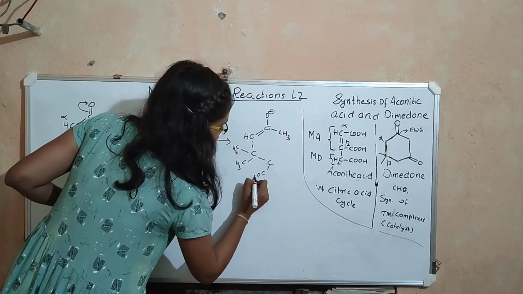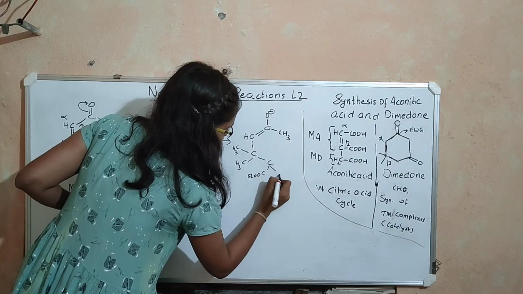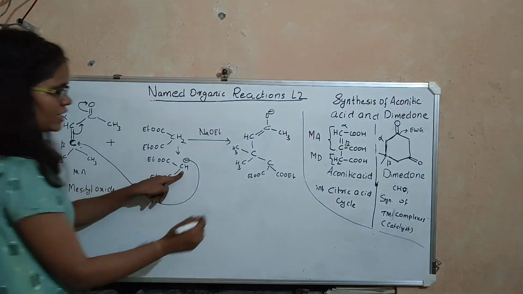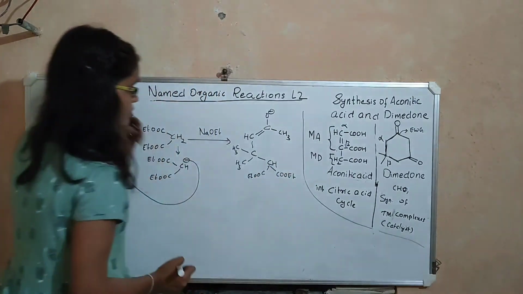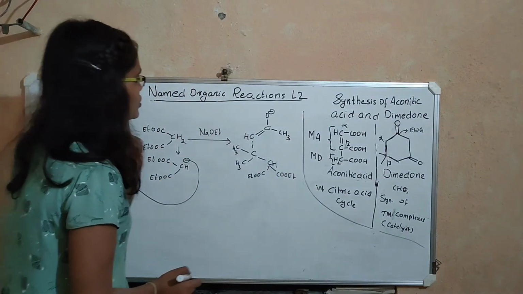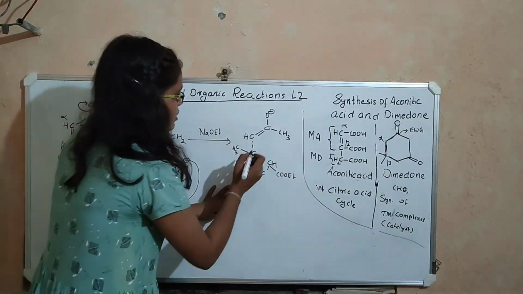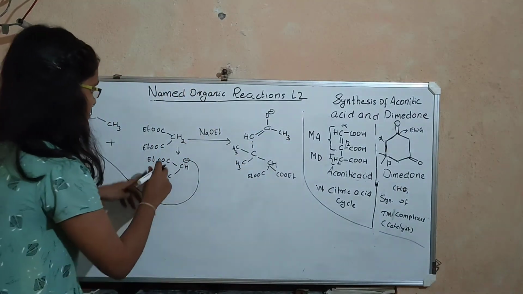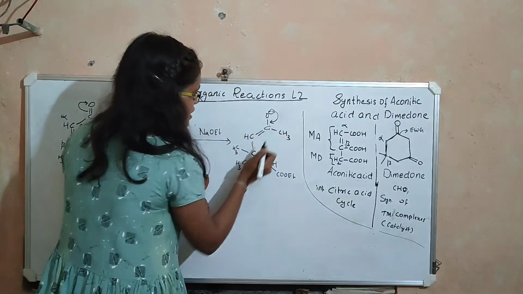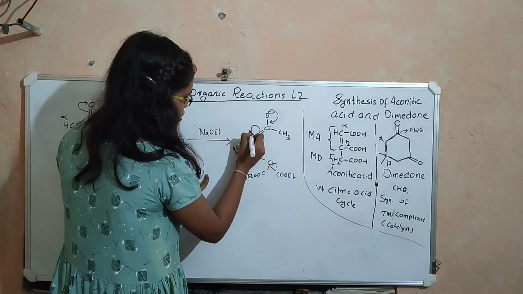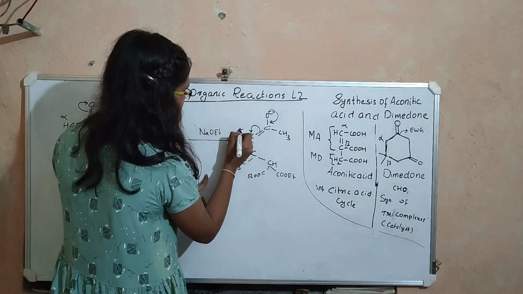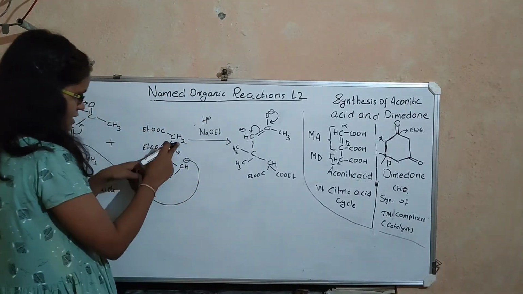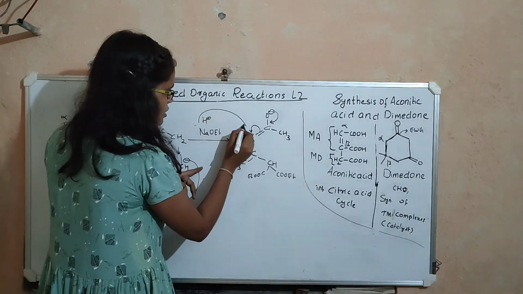There are two ester groups on this carbon, COOEt, and there will be one H, okay? So this is your product, and then there is one more step. This electron will be shifted here, and this bond will be shifted onto this carbon. So this carbon will get a negative charge. Now the proton from this base, which was abstracted here, will come and attack this carbon.